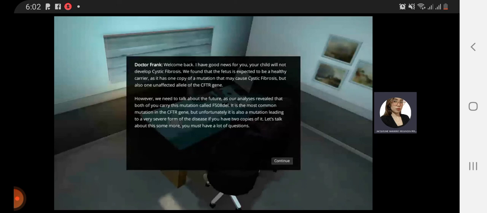However, we need to talk about the future, as our analyses revealed that both of you carry this mutation called F508del. It is the most common mutation in the CFTR gene, but unfortunately it is also a mutation leading to a very severe form of the disease if you have two copies of it. Let's talk about this some more. You must have a lot of questions.